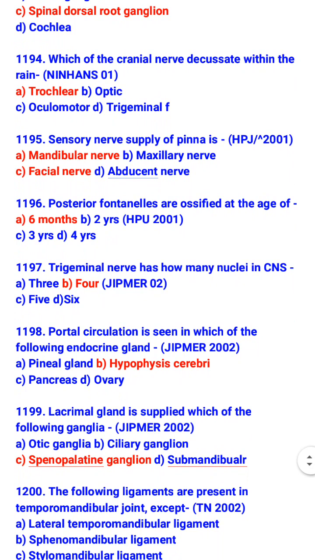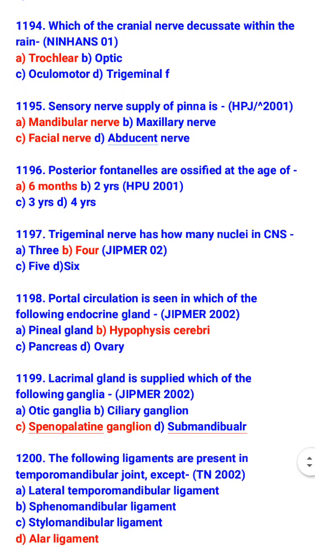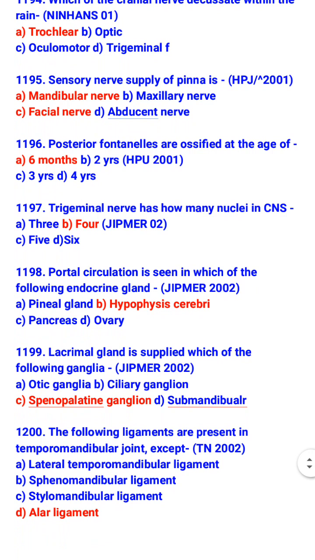Trigeminal nerve has how many nuclei in CNS? 4. Portal circulation is seen in which of the following endocrine gland? Hypophysis cerebri. Lacrimal gland is supplied by which of the following ganglia? Sphenopalatine ganglion. The following ligaments are present in temporomandibular joint except alar ligament. So the ligaments of temporomandibular joint are lateral temporomandibular ligament, sphenomandibular ligament and stylomandibular ligament.